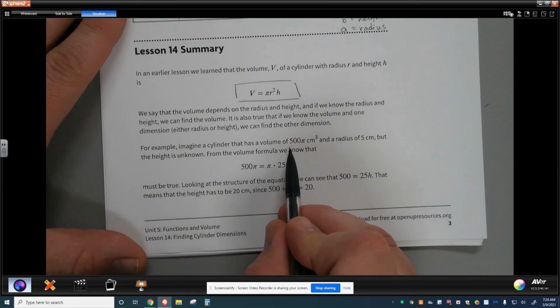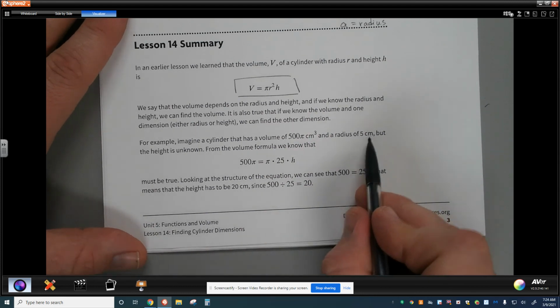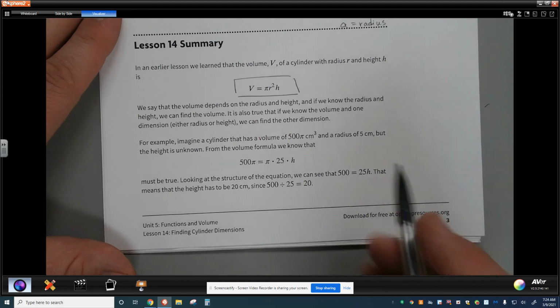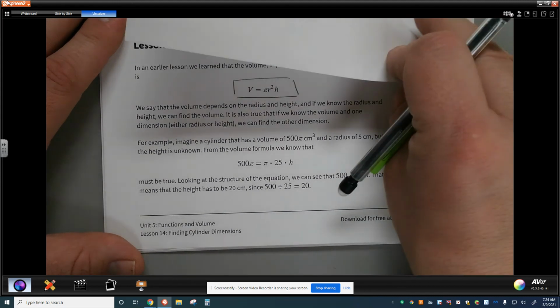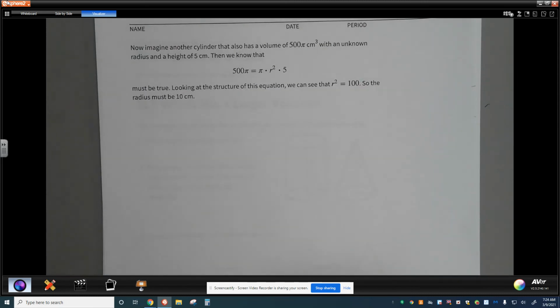A nice example is given here where we have a total volume of 500 times pi cubic centimeters with a radius of 5, but we don't know the height. So we substitute the pieces that we know in, and divide by the given values to be able to find out the unknown variable. If we were to imagine a different cylinder with different values given where they give us the height but not the radius, we could go through the same process with the properties of equality to divide out the pieces that are given to us so we can find the one that's unknown.